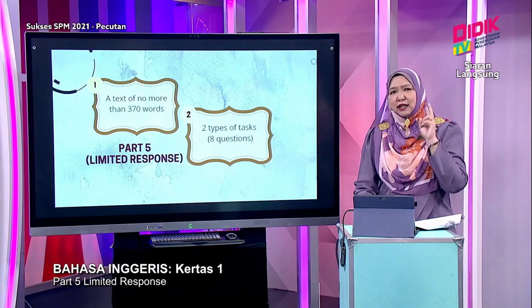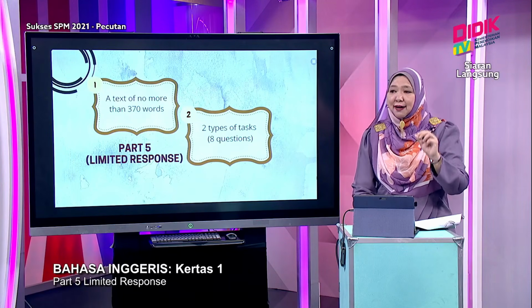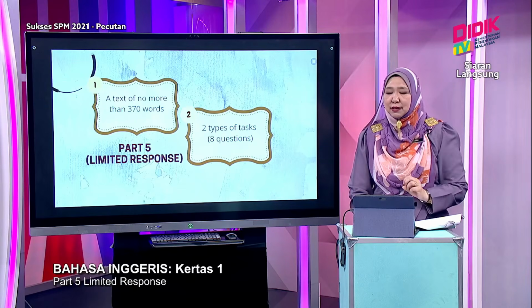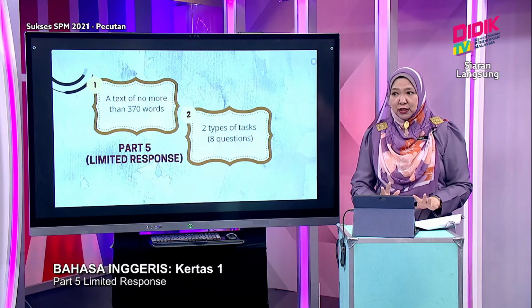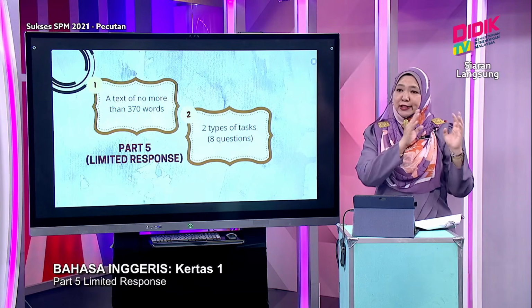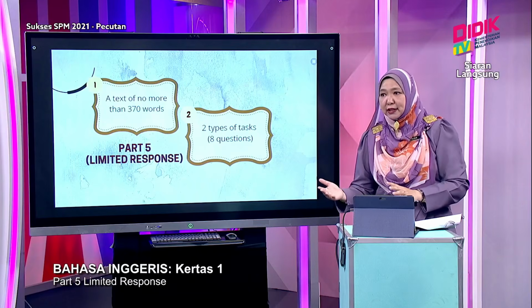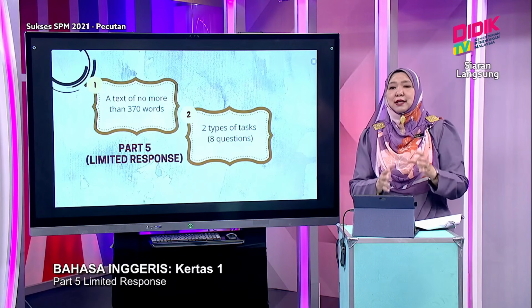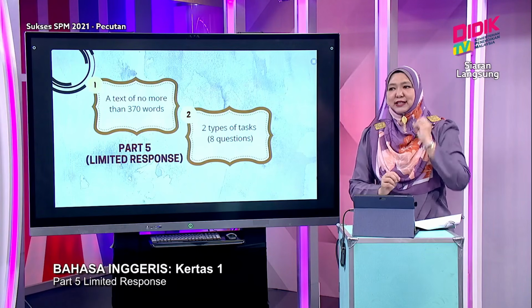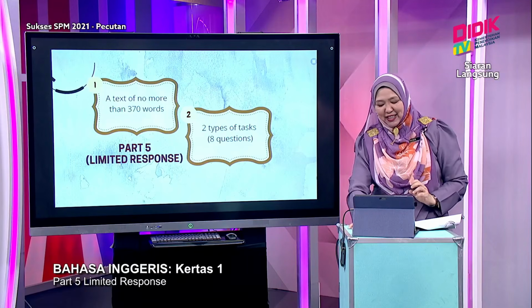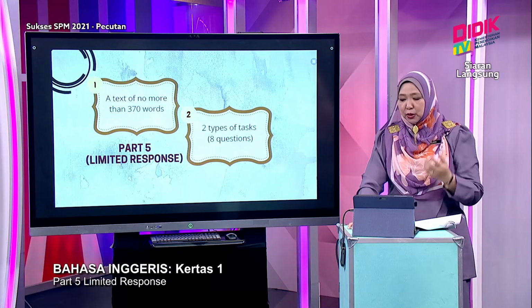There are two types of questions being asked here. Two types of tasks consisting of 8 questions: 4 for the first task, 4 for the second task, but both tasks use the same text. So how are we going to go about it?